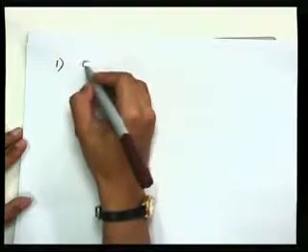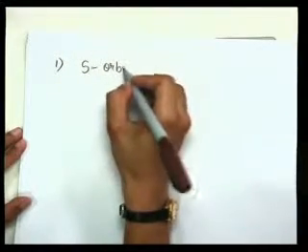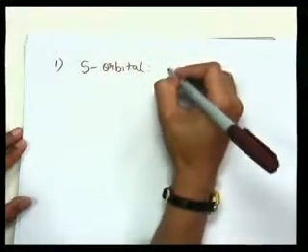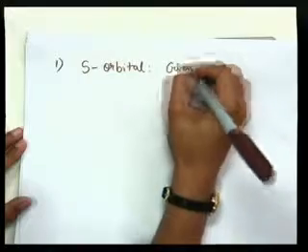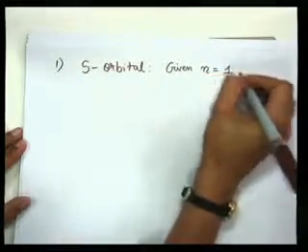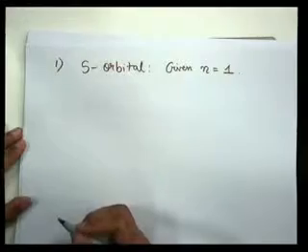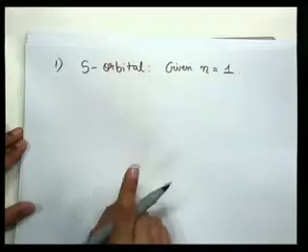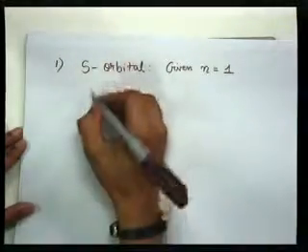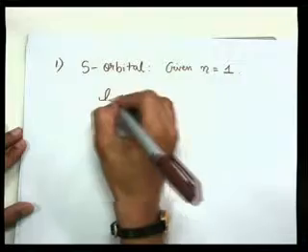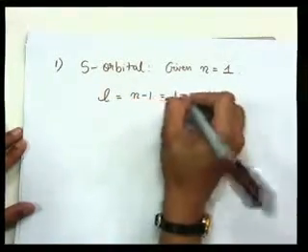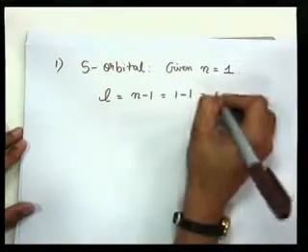Now let us take the case for your s orbital. Now look here, for s orbital your given n value is 1. So let us try to recall the formula. What happens? N value is 1, that is your principal quantum number is 1. So how we will find your angular quantum number? L equal to n minus 1, that is 1 minus 1, that is 0.